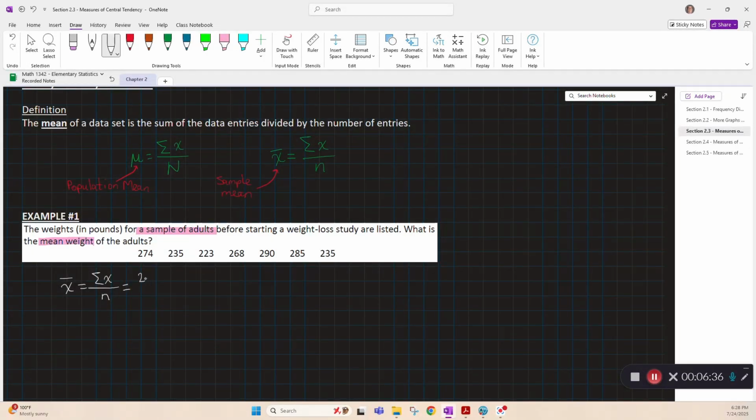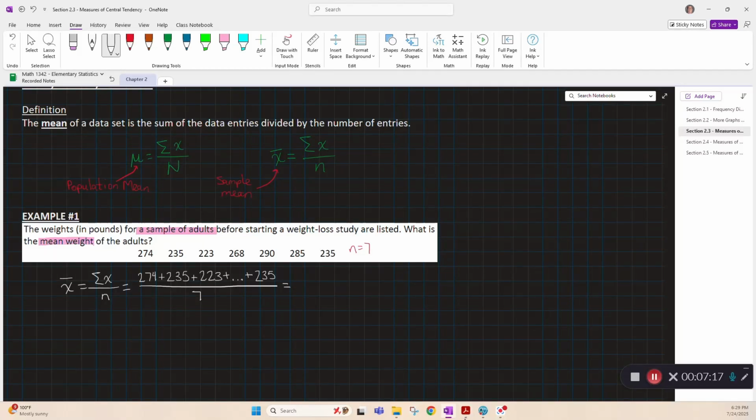Let's do that. 274 plus 235 plus 223. Now, if you have 20 data points, you don't have to write them all down. You can put plus dot dot dot and then write the last one. And what that tells me is you know you have to keep adding them all up until you get however many there are. Let's see, how many are there? What's our n here? 1, 2, 3, 4, 5, 6, 7. So n equals 7. So we divide by 7.